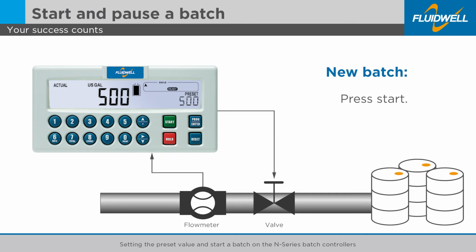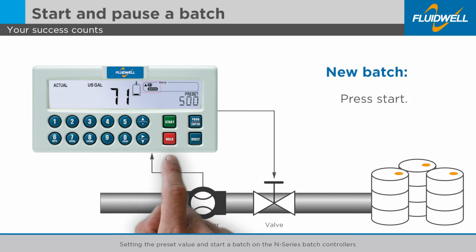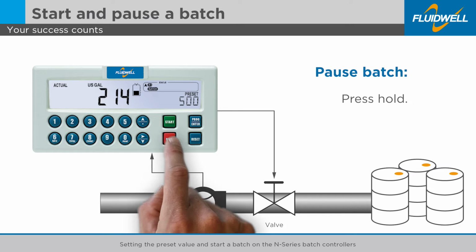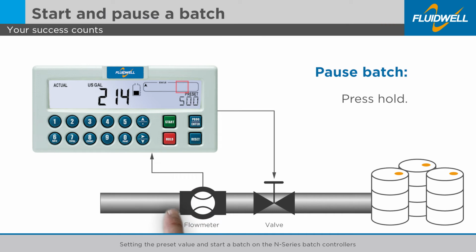A new batch with the same quantity is easily done by pressing the Start button again. The batch flag will pop up. Press the Hold button to pause a batch. The Hold flag will start flashing. The control output deactivates the valve or pump.